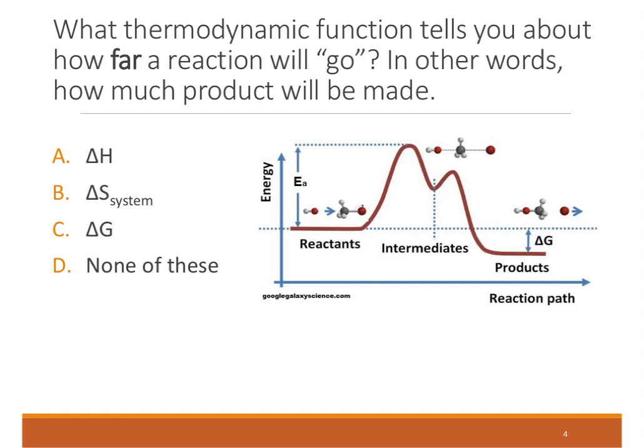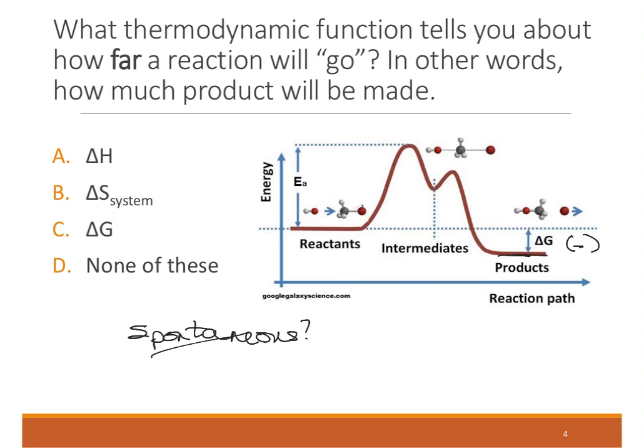All right, so this is testing prior knowledge. What thermodynamic function tells you about how far a reaction will go? I want you to pay attention to this vocabulary because I think on multiple choice questions, that's what throws students off. So if I were to ask you whether or not this reaction is spontaneous, I think you could probably pretty quickly answer it, right? You'd say, okay, delta G is negative. I can tell because the energy of the products is lower than the reactants.